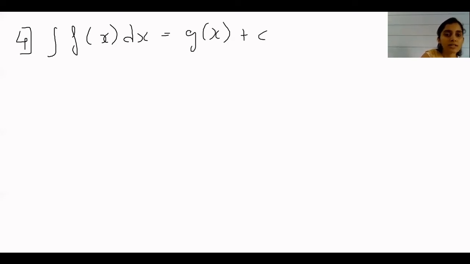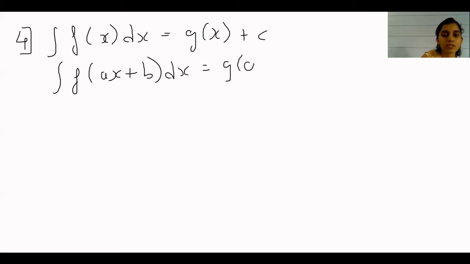So if we have the integral of f of x dx, what is our answer? It is g of x plus c. And in case f of x is a binomial, that is f of ax plus b dx, then how do we write it? It is g of ax plus b divided by the coefficient, 1 upon a, plus c, correct?